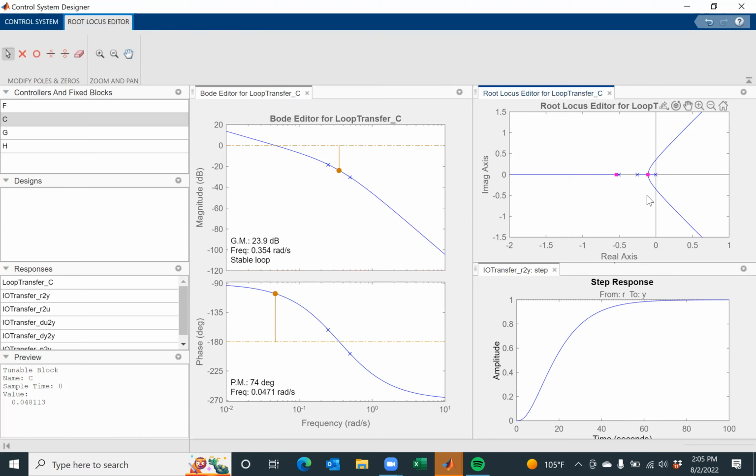Initially, I had three poles. I increased the gain, and what happened was one pole remained as is, but the other two poles overlap on top of each other. And what is the value of gain when those two poles became equal to one another? It is 0.048. Are you with me? That is the same answer that you get from your analytical calculations.